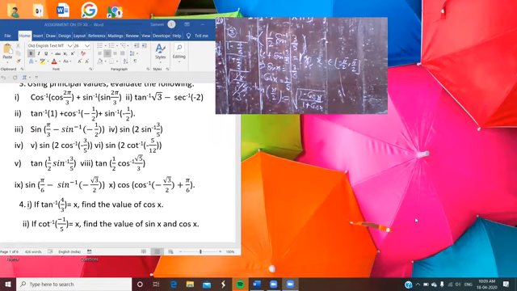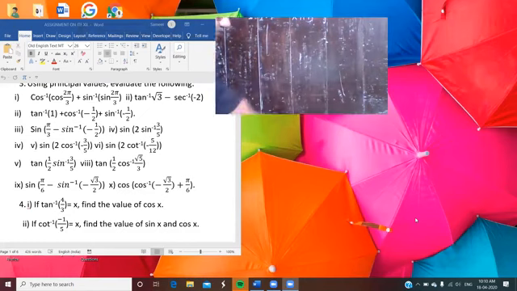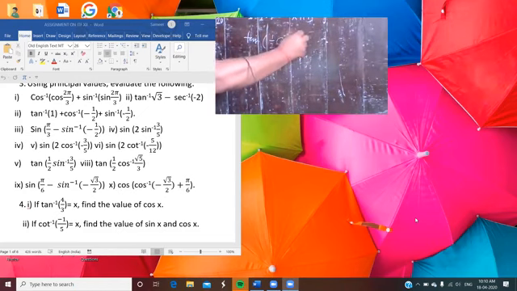Now come to the next part. The next is the same type of question: tan of 1 by 2 cos inverse root 5 by 3. You have to find the value like that. I am trying to simplify this also. So your next question is tan 1 by 2 cos inverse root 5 by 3. Here the value of cos inverse is already given.